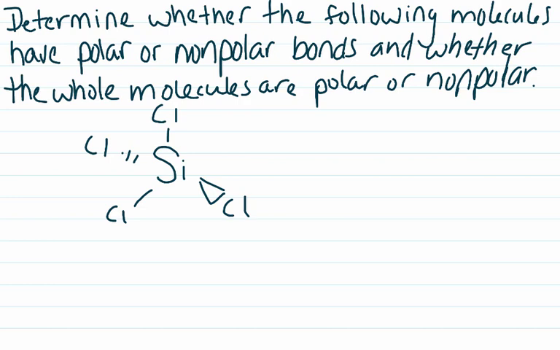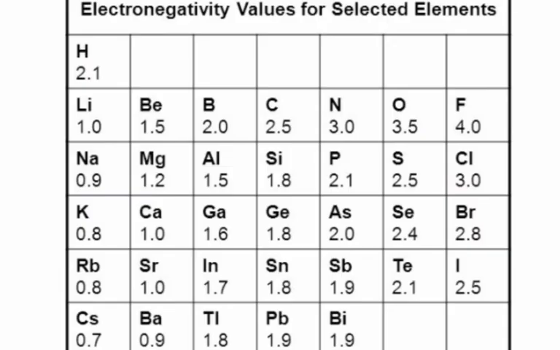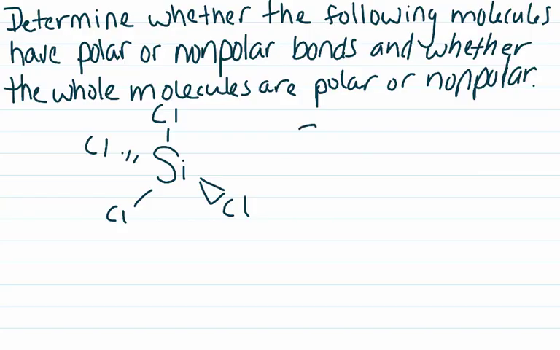Chlorine is more electronegative than silicon, and so it will hold a larger portion of the electrons closer to itself than silicon will. And we can quantify how much by looking at a table of electronegativities. If we look at the table, we see that chlorine has an electronegativity of 3.0, and silicon has an electronegativity of 1.8. Just subtracting those values, we can calculate what we call the bond character, or the polarity of the bond.